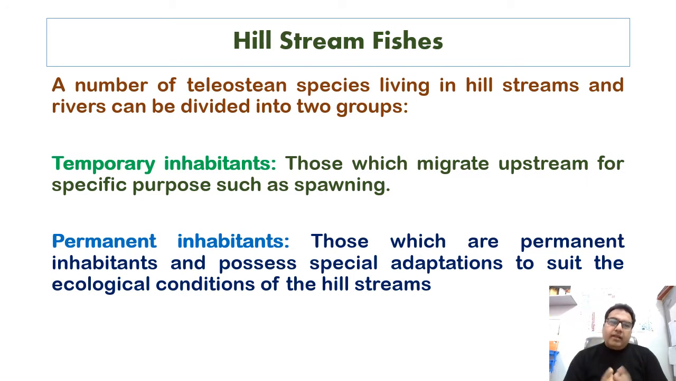Now, what are the temporary inhabitants? Those very species which migrate upstream for the purpose of spawning. Some of the fishes only come to the hill stream for spawning, so as to get the benefits of the abundant food, and a place where there are very few or no predators, a place which is very highly oxygenated. So some of the fishes do come to breed in the hill streams.